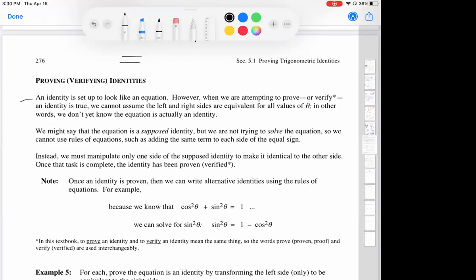We might say that an equation is a supposed identity, but we're not trying to solve the equation, so we cannot use rules of equations such as adding the same term to each side of the equal sign. This is the big bugger. We cannot add to both sides, subtract from both sides, divide, or multiply both sides. There's no both sides. Think of them as two separate arguments. Instead, we must manipulate only one side of the supposed identity to make it identical to the other side. Once that task is complete, the identity has been proven or verified.